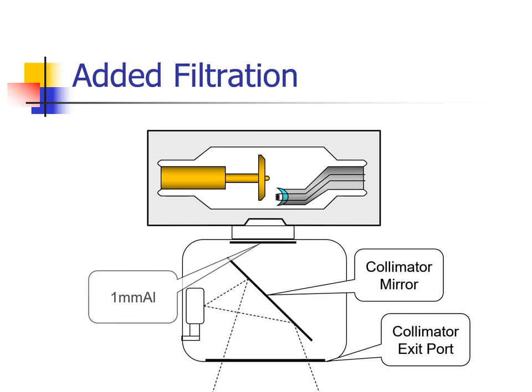Inherent and added filters add up to about 1.5 millimeters of aluminum equivalent filtration. So about 1 millimeter of additional filtration is added to the collimator to bring the total filtration to 2.5 millimeters of aluminum, which is required by state law.